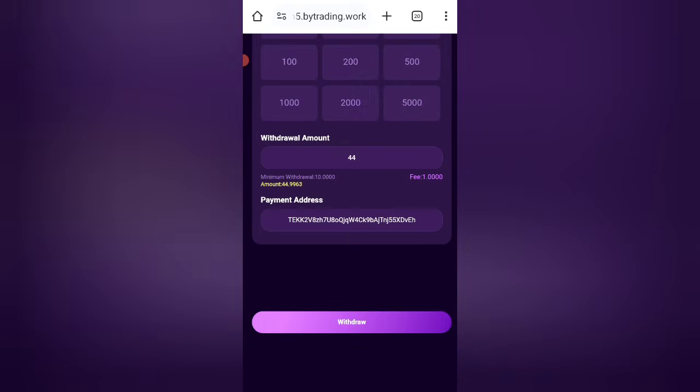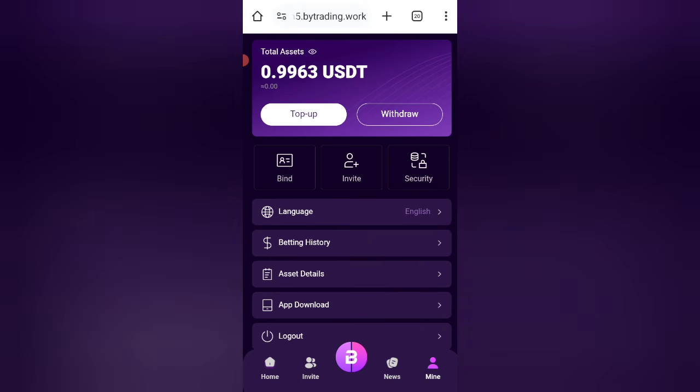You see, withdrawal application submitted, and you can see the available balance. In the course of this video, I will top up again. This is just me showing you that you can withdraw all of your amounts. I'm going to top up again, add more funds, to show you how to use the signal, the AI copy trading signal.